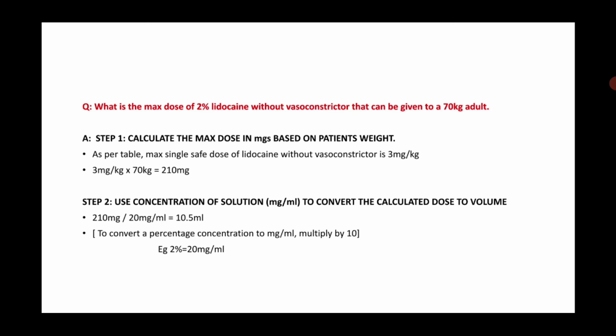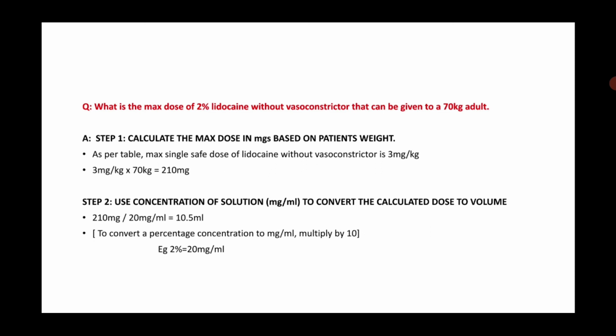So step 1 will be to calculate the maximum dose in milligrams based on the patient's weight. As per the table, the amount of LA without vasoconstrictor which can be given to a patient is not given in this TG table, but it is given in other Australian resources that the maximum amount of LA that can be given to that person is 3 milligrams per kilogram. This is the only difference. In the previous question, it was 7 milligrams per kilogram because you had vasoconstrictor with it, but here, since there is no vasoconstrictor, you cannot give more LA, so it's only 3 milligrams per kilogram.